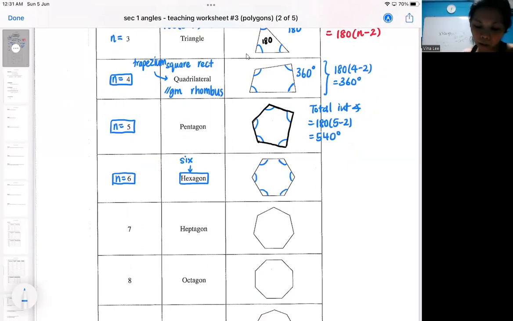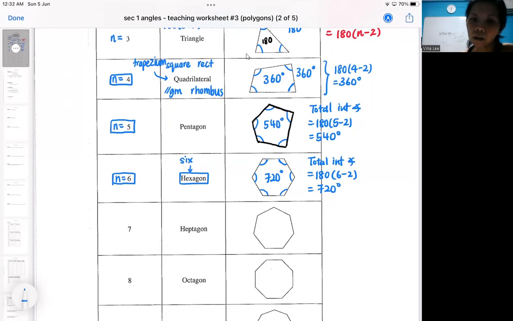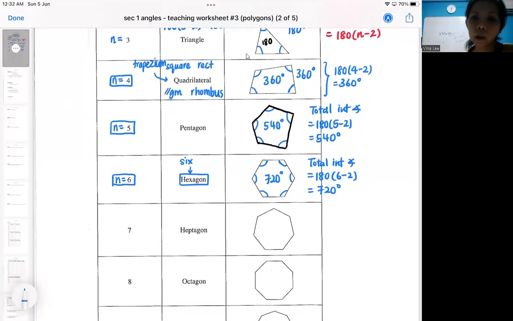What is the total for these 6 angles that are inside? Interior angles mean they are inside the shape. You will get 720. All 6 angles add up to 720. Just now, all 5 angles add up to 540. For any 4-sided figure, it adds up to 360. So you can see the pattern. If you have more sides, you have more angles, so it should total up to even more.